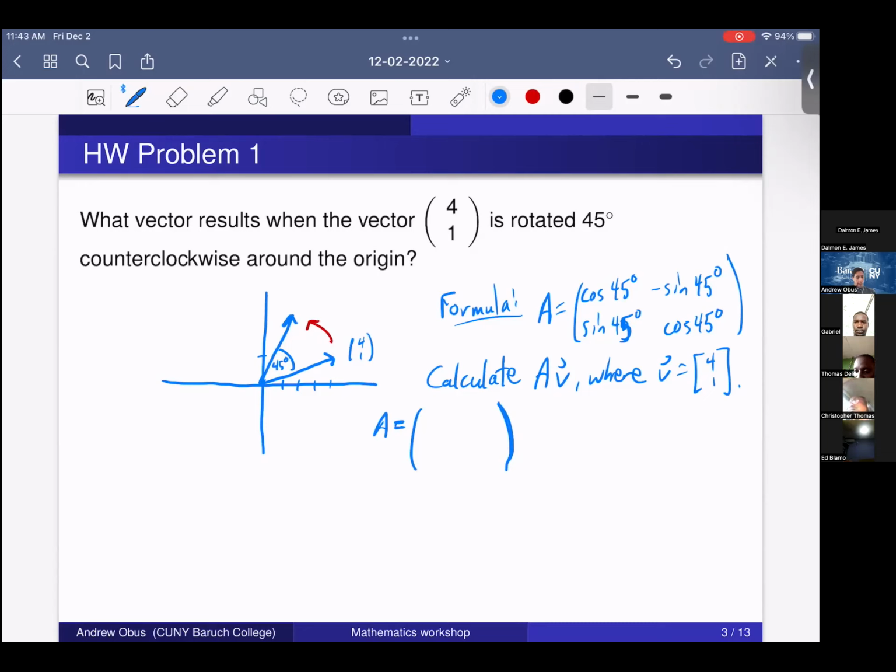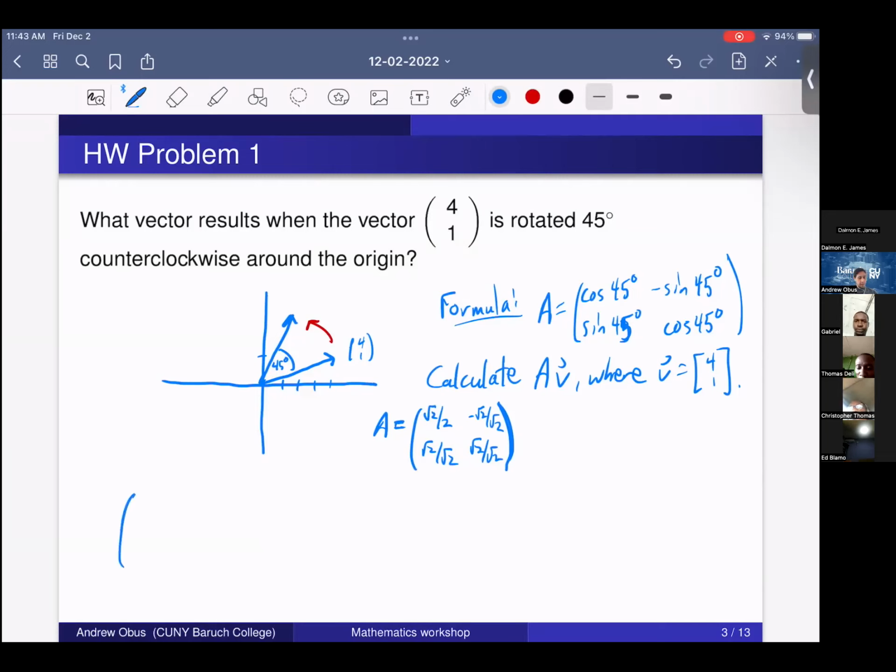I'm seeing cosine 45, sine 45, negative sine 45, cosine 45. Right. So what are those equal to? Cosine 45 would be radical 2 over 2. Sine 45, radical 2 over 2. And negative sine 45 will be negative radical 2 over 2. Cosine 45, radical 2 over 2. Okay, perfect. So all radical 2 over 2, but with a negative in front of the sine.